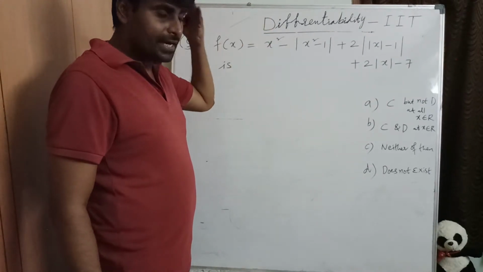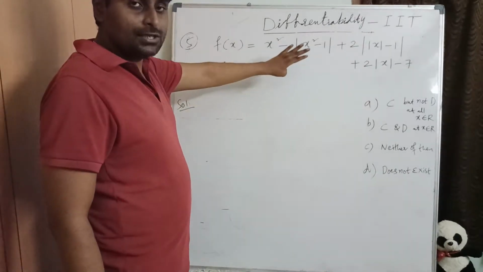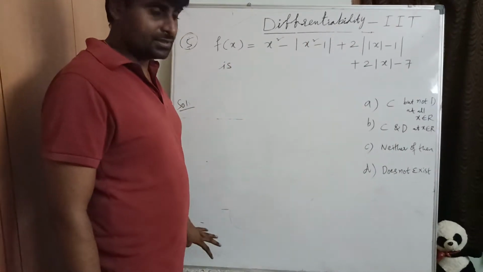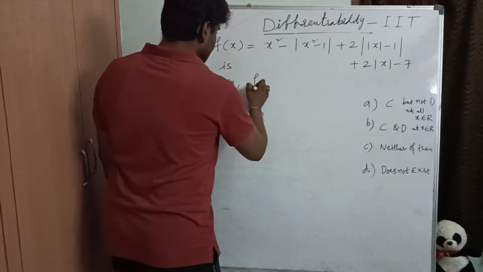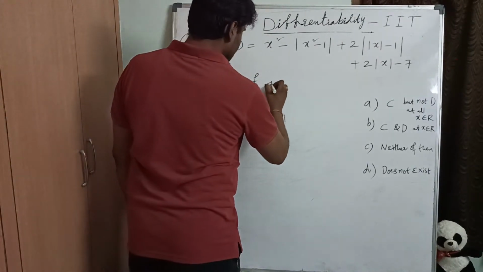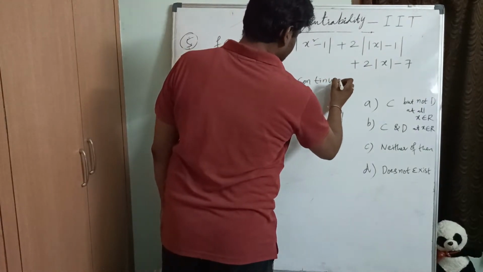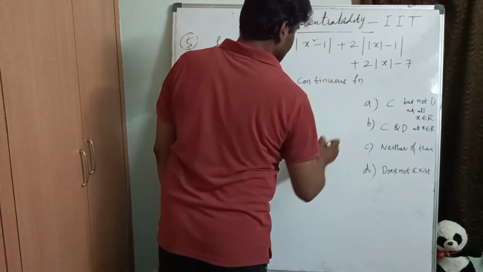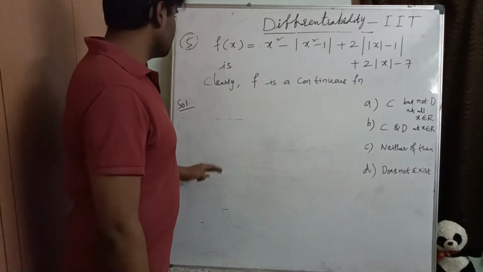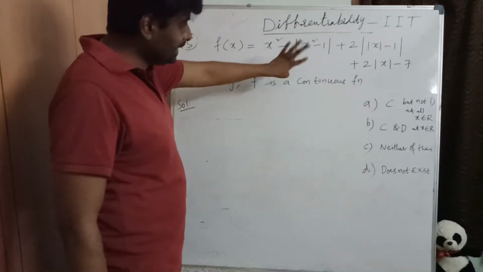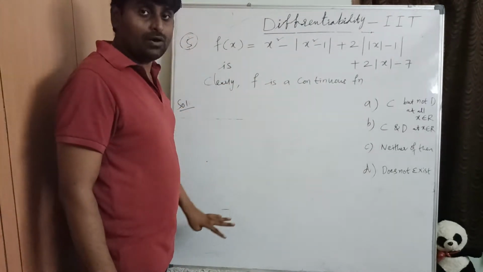So obviously every polynomial function is continuous only. There is nothing difficult to say this function is continuous. So clearly f is continuous. It is a polynomial function. So f is a continuous function because every polynomial function is continuous only. It is also a polynomial function with respect to plus minus. Anyway, now we'll go for rewriting this function to check whether it is differentiable or not.